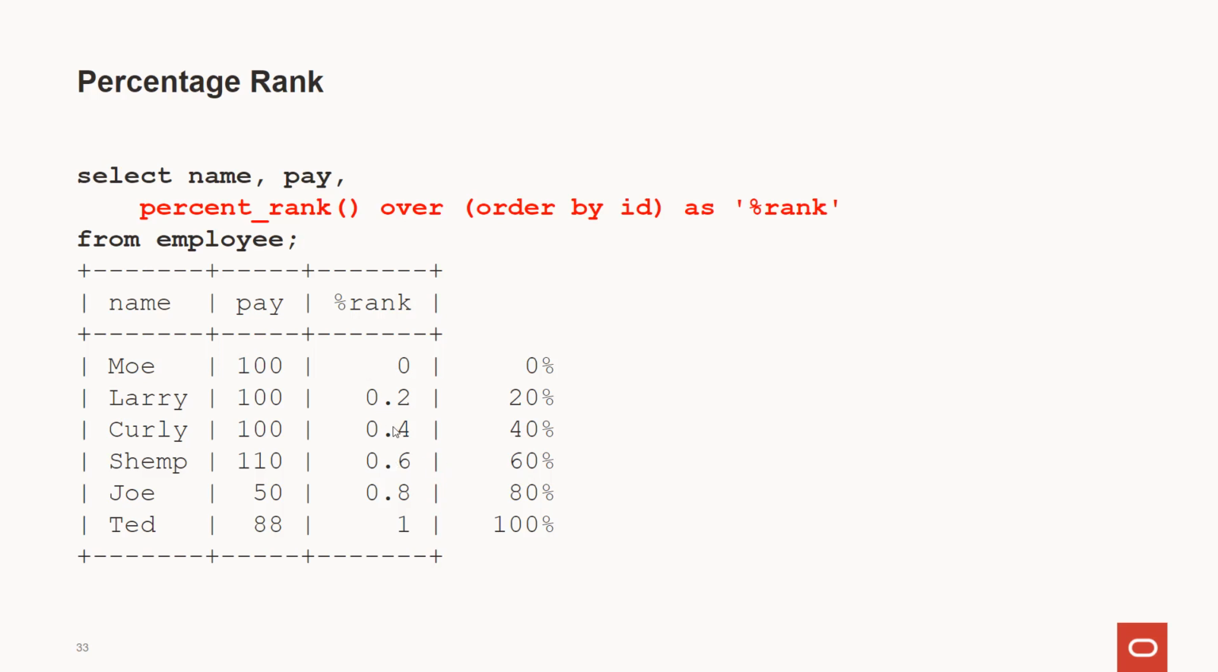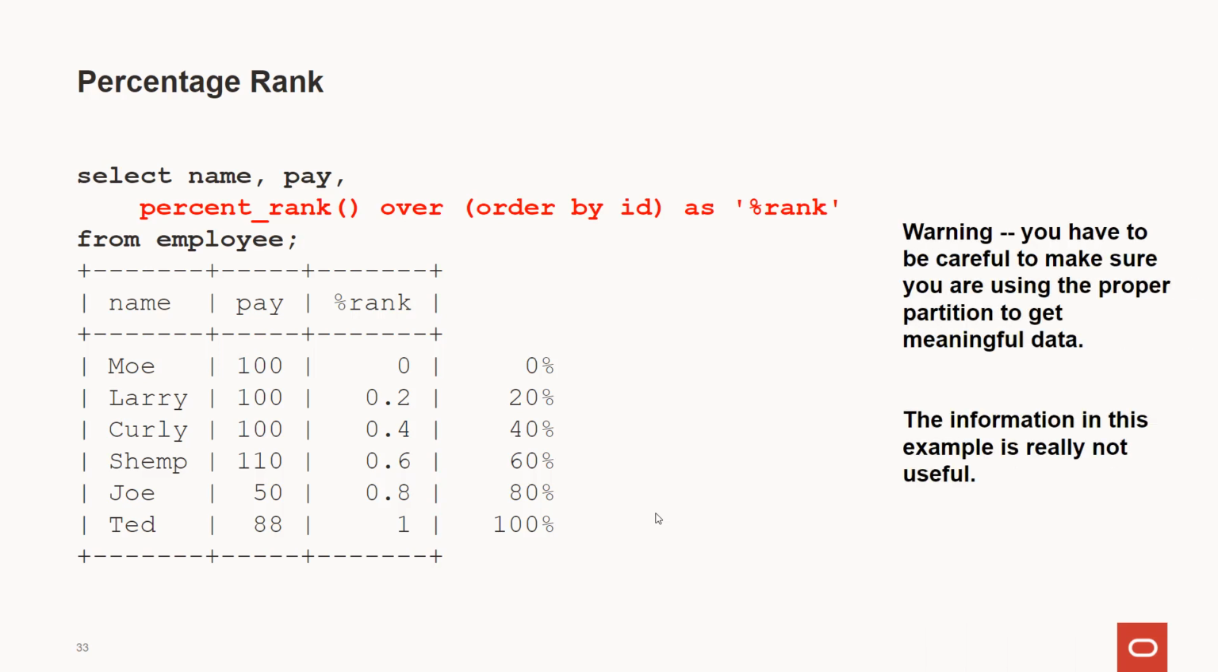So if they tell you that you have to trim 90% of your budget, probably Ted's the one that's going to fall out here. Now, make sure you're using the proper partitioning to get data that's meaningful. In this case, instead of ordering by ID, you probably want to do it by their rank of pay.